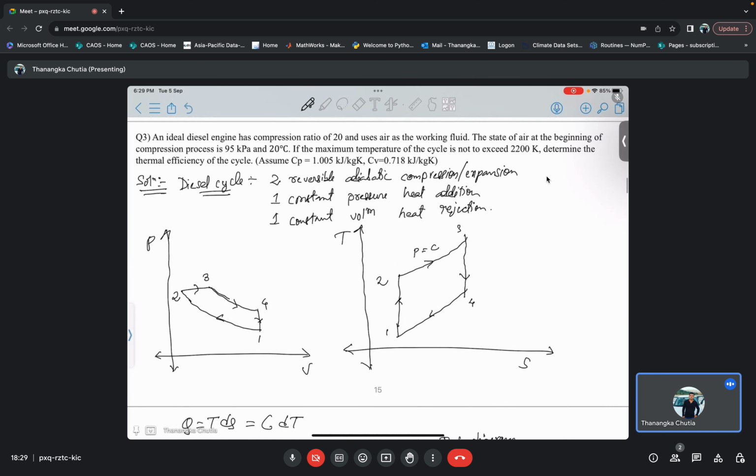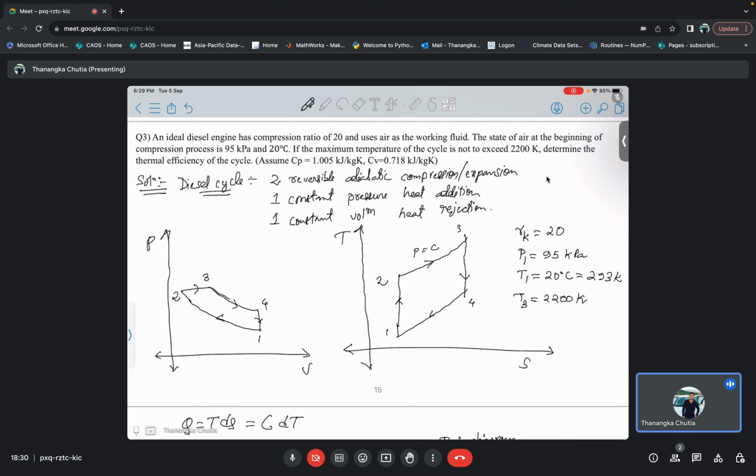What is given to us? Rk, the compression ratio, is given as 20, and the state of the air at the beginning of the compression stroke, that means P1 is 95 kilopascal and T1 is 20 degrees Celsius, which I can write in Kelvin as 293 Kelvin. Maximum temperature, from these two diagrams we know that the maximum temperature is nothing but T3, and that is equal to 2200 Kelvin.